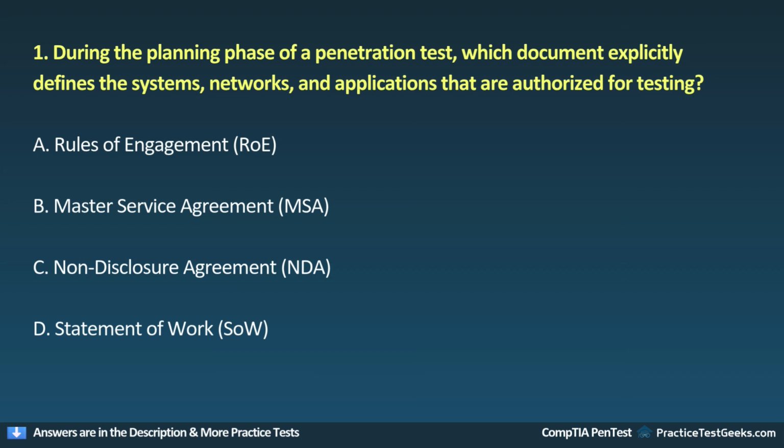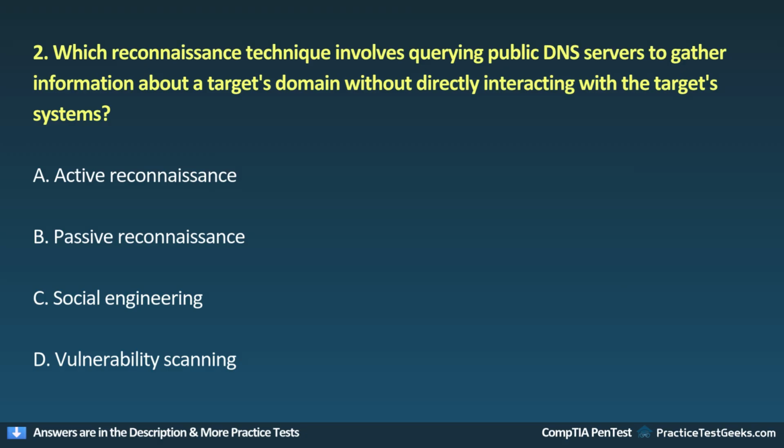1. During the planning phase of a penetration test, which document explicitly defines the systems, networks, and applications that are authorized for testing? A. Rules of Engagement, ROE. B. Master Service Agreement, MSA. C. Non-Disclosure Agreement, NDA. D. Statement of Work.